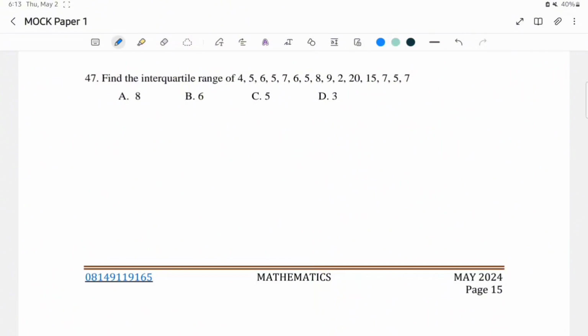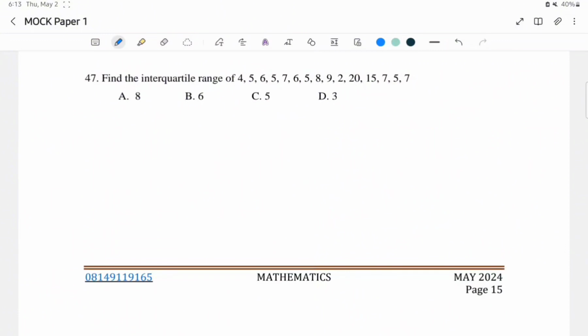We are asked to find the interquartile range of these numbers. Well, don't let the numbers scare you. It is quite simple. Interquartile range is the difference between the upper quartile and the lower quartile.